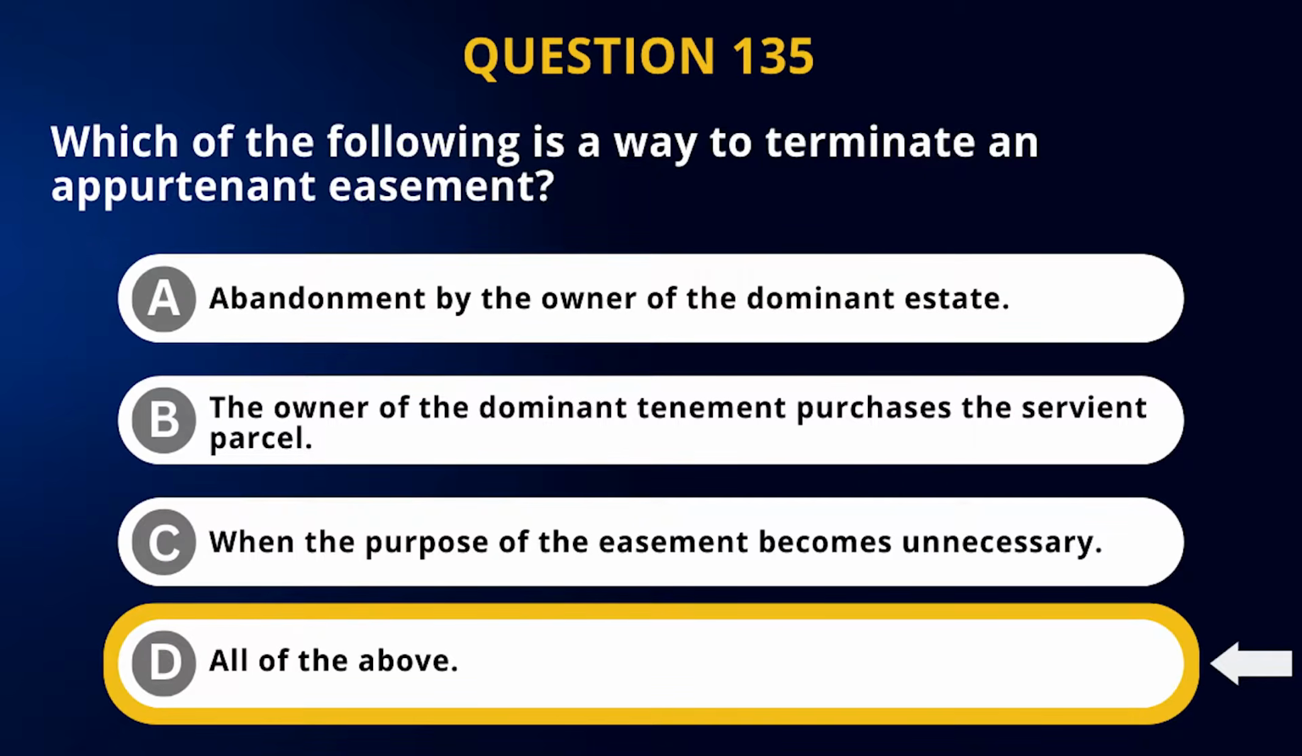And this is an excellent question because it's showing you these are 3 reasons why you can terminate an easement. There's several of them. The one here, the owner of the dominant tenement purchases the servient tenement, that's called merger in some books. And then abandonment by the owner of the dominant estate. And then when the purpose of the easement becomes unnecessary, that's also a reason for the termination of an easement. So you want to know these for your test.